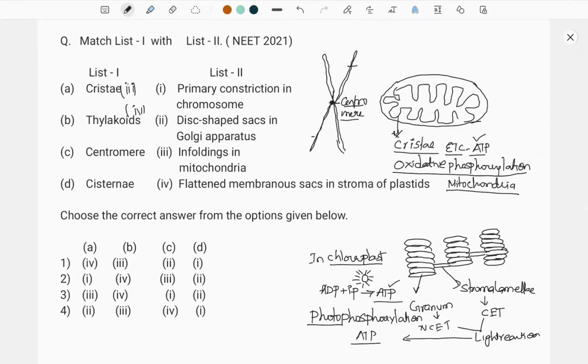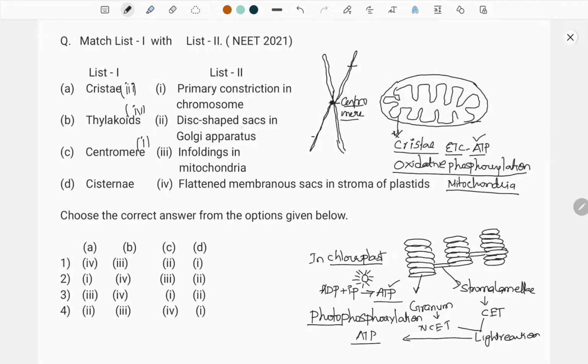Since it is formed for the first time in the chromosome, it is called the primary constriction. Of course, in some chromosomes there may be a secondary constriction also. Those types of chromosomes are called dicentric chromosomes, and those having only one constriction are called monocentric chromosomes. So for the centromere, we can rely on the fact that it is present in the primary constriction in the chromosome. This is option 1. Then coming to the cisternae.